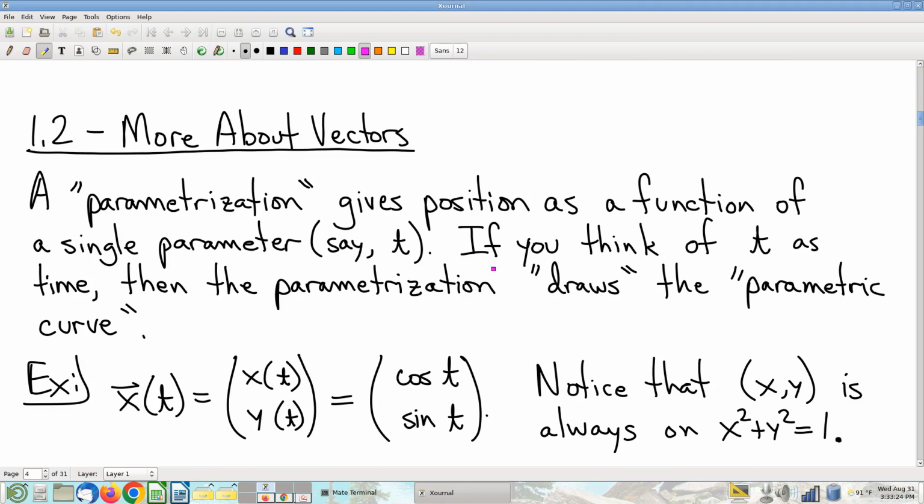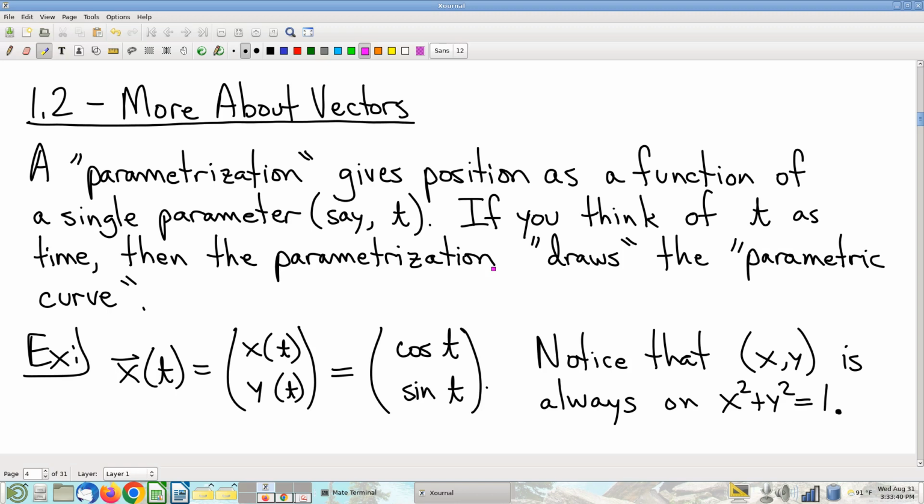Okay, so that's section 1.1. Correction, that is the part of section 1.1 that I think is worth class time. Make sure to read all the rest of it, etc. Okay, so 1.2. There's more stuff about vectors, again, a lot of which you've seen.